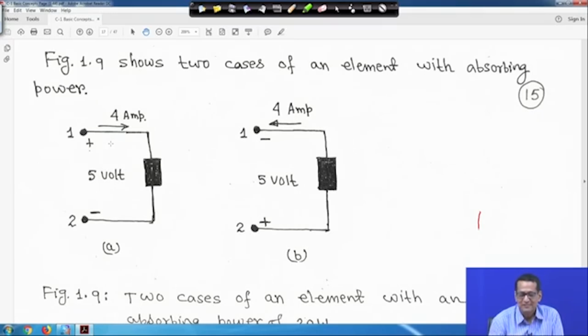Same thing, look, this is now plus, this is minus, and here it is entering the positive terminal. Here also, if you look into that, current is entering the positive terminal, because current goes like this, and goes like this, right. So in this case, just hold on.